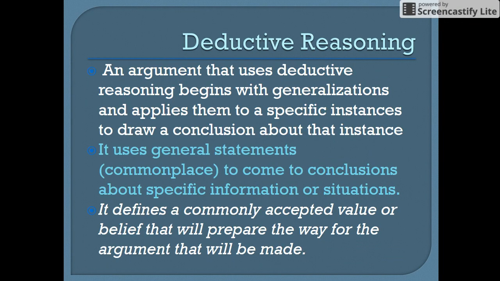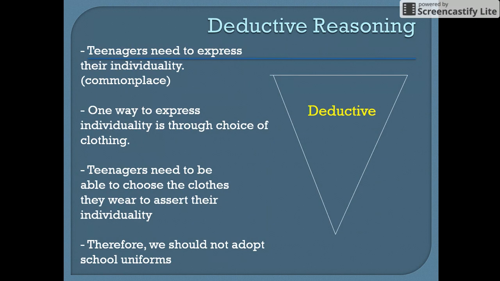Deductive reasoning, on the other hand, starts with a generalization, something we know, a big idea or commonplace, and then it applies it to specific instances to draw a conclusion. It uses the commonplace to come to conclusions about specific information or situations. You take that commonly accepted value or belief, and then that prepares the way for the argument that will be made, as opposed to presenting a whole bunch of evidence first.